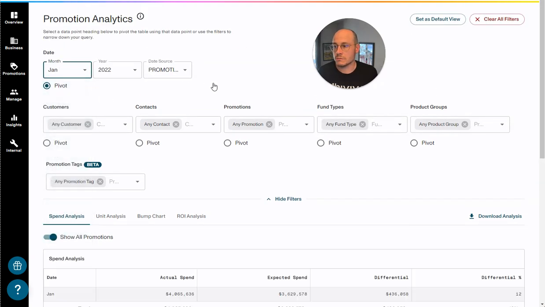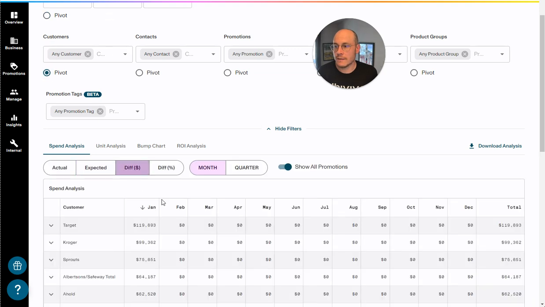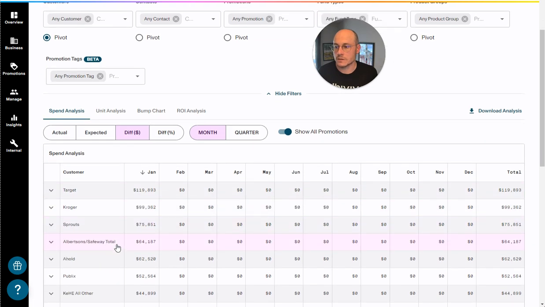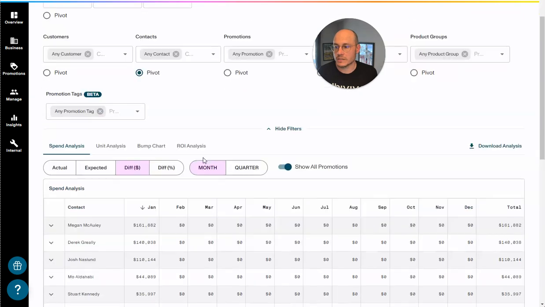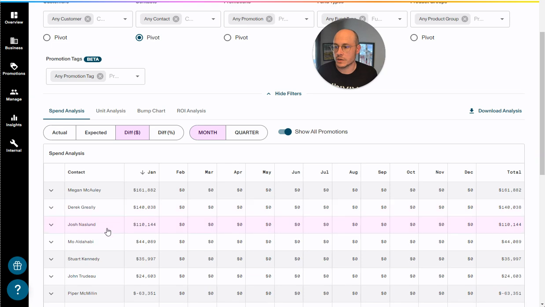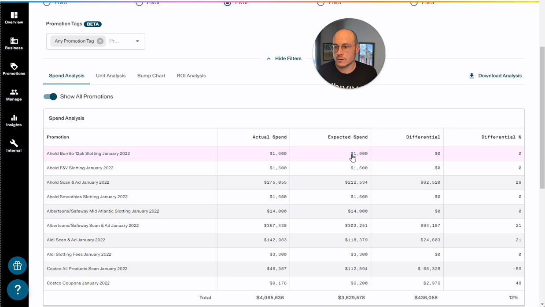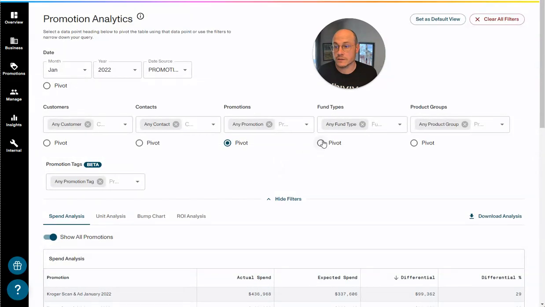So I can jump into January and let's start off by filtering by customers. If I look at the differential in spend by customers in January, I can see that Target, Kroger, Sprouts, and Albertsons are some of the highest overspending accounts. I could also look at by salesperson, and I see that Megan and Derek and Josh are drastically overspent in the month of January. I could see which promotions have the highest differential, such as this Kroger scan and ad and this Target scan and ad at a differential of 99,000 and 77,000.